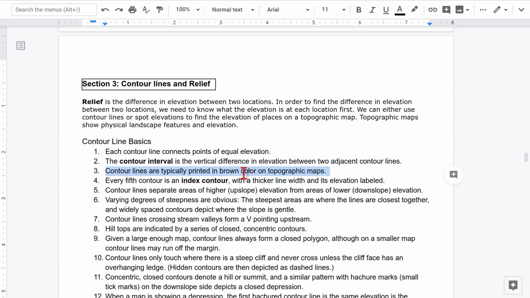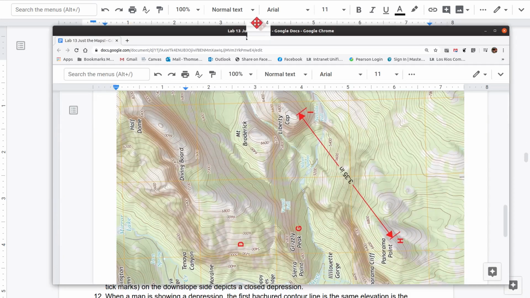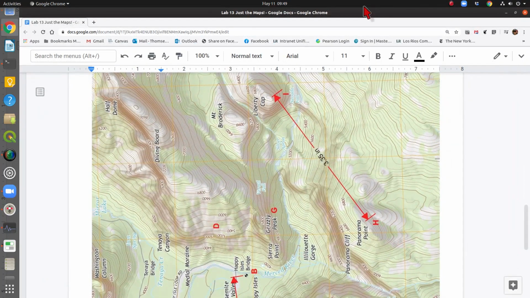Contour lines are printed in brown on topographic maps. Every fifth line is an index contour with a thicker line width and its elevation labeled. So for example, on topographic map number 2, you can see the index contour lines, for example, 6,800 feet, 7,000 feet, 7,200 feet. So those are all index contours.